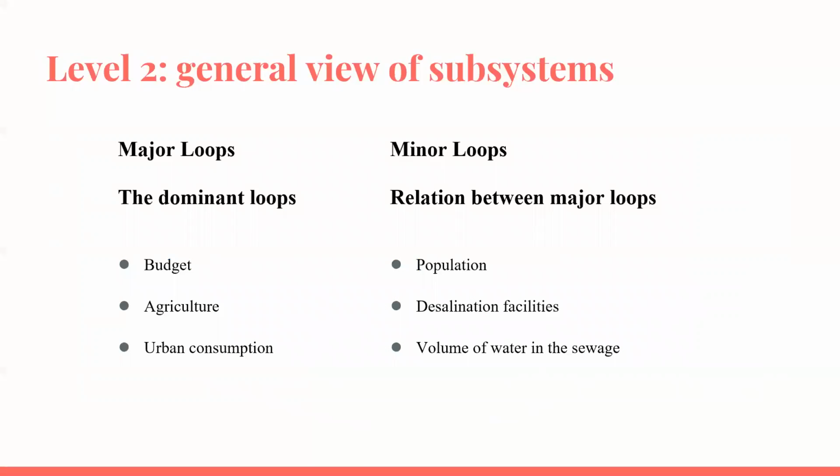At the second level, we are going to break down each part. In this level, we have three major loops and three minor loops. The major loops are the dominant loops of our model, and the minor loops are the loops which maintain the relation between the major loops. We have budget, agriculture, and urban consumption as our major loops, and population, desalination facilities, and volume of water in sewage as our minor loops.